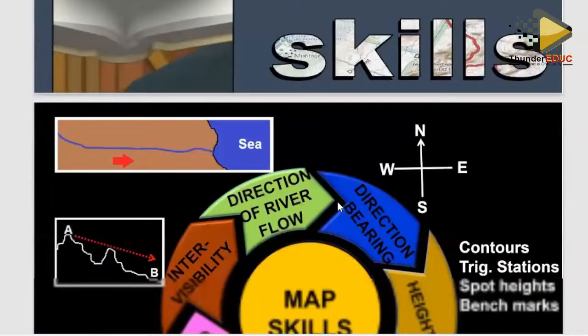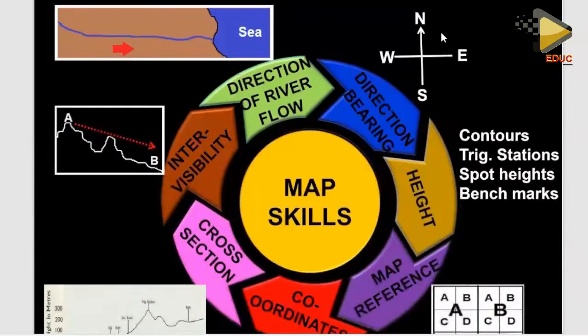So let's go to our map skills. We have here the skill of direction, which is indicated by our compass points, and also the skill of interpreting the flow direction of rivers. We also have the concept of intervisibility as indicated here. We're going to try to simplify it. We have the concept of direction and bearing, and the concept of height. Intervisibility is summarized by point A to point B. Is there intervisibility between point A and point B? We're going to look at that.